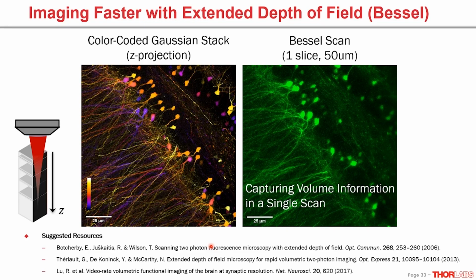So now we know that a Bessel scan captures this volume information in a single scan. How does it do that? Sorry, the main point is that with a Gaussian stack, you gain depth information but you lose speed, whereas with the Bessel scan, you lose depth information but you gain speed.